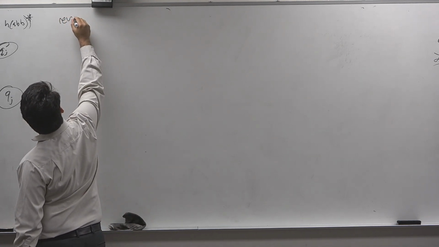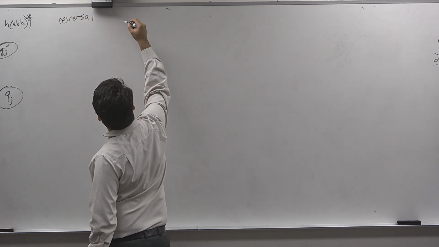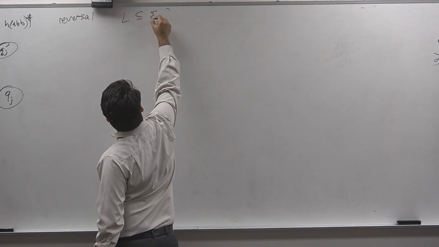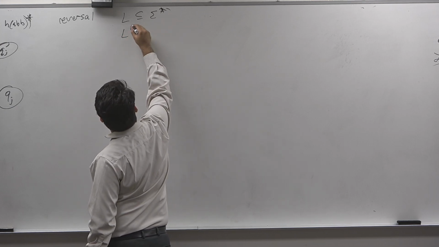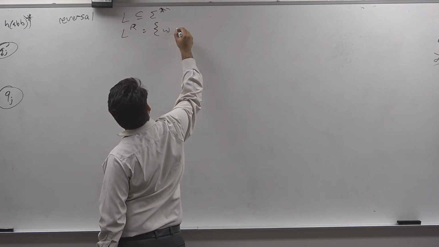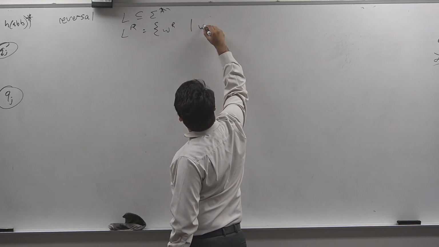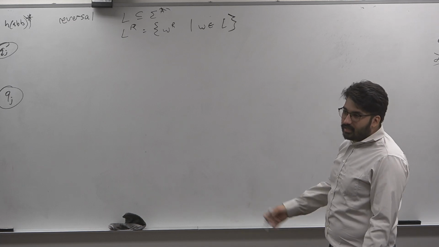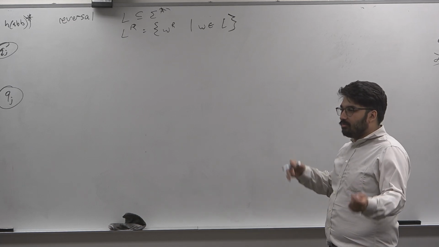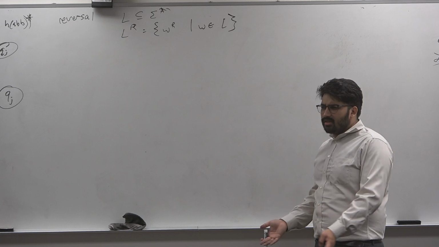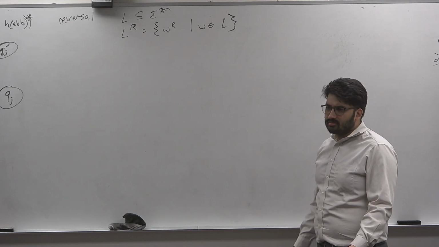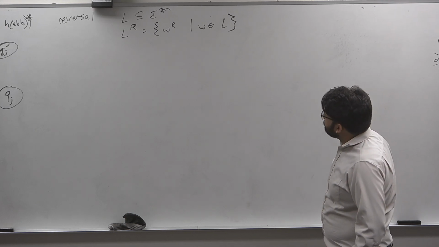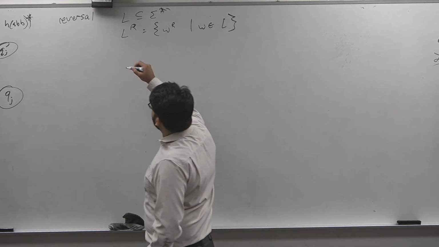Reversal. What I claim is, if L is a language, define the reversal of L to be the reversal of each of its strings. So if your language is A to the N, B to the N, the reversal of that will be B to the N, A to the N. The language of even length palindromes, its reversal happens to be itself, actually. And any of its subsets, in fact, are equal to itself. I claim the regular languages are closed under reversal.